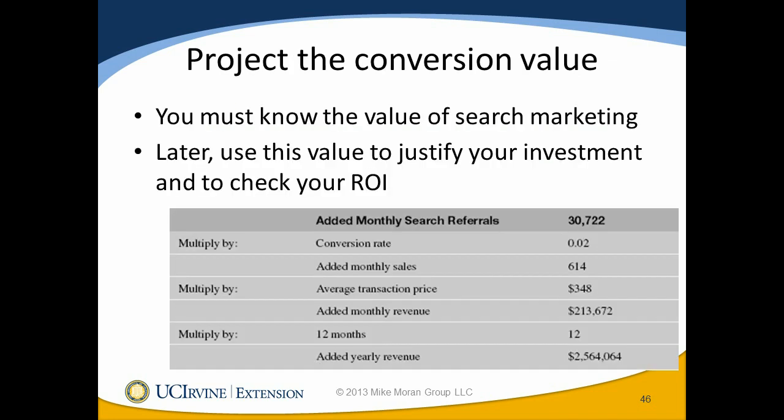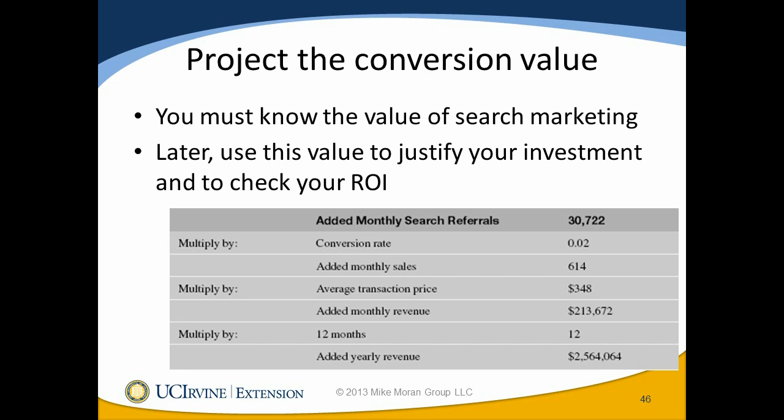Then what you do is you look at what the value is of those conversions. So by taking those and by adding up all the additional search referrals, and you can take the same kind of approach for organic as paid. So for paid, you can estimate how much more you're going to bid, and then understand how much more traffic you might get from changing the copy on your ads and getting a higher click-through rate.